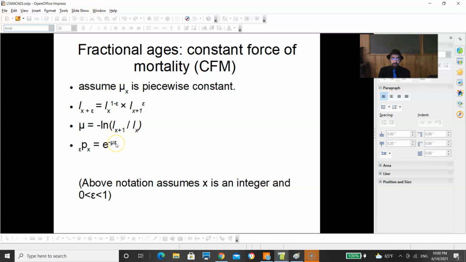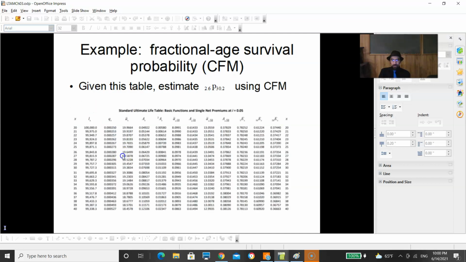Obviously, if epsilon is really, really small, you should have nearly a 100% chance of surviving 1 second. Not a nearly 100% chance of dying in 1 second, which is what's going to happen if epsilon is tiny. Moving on.